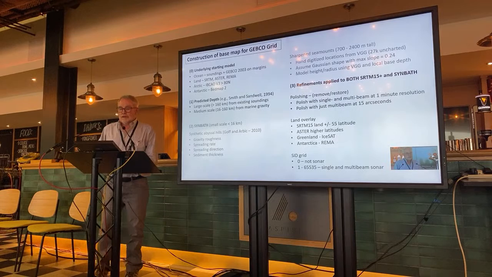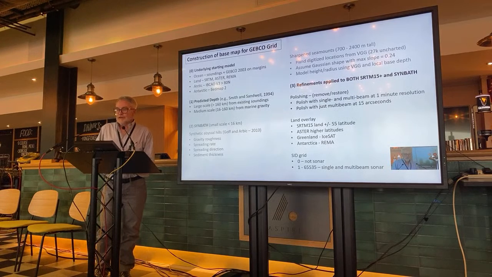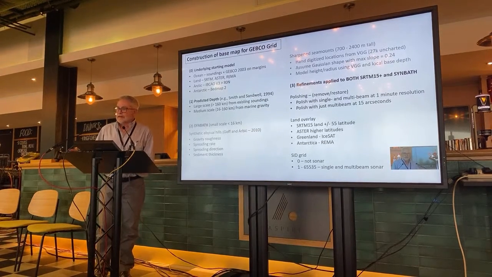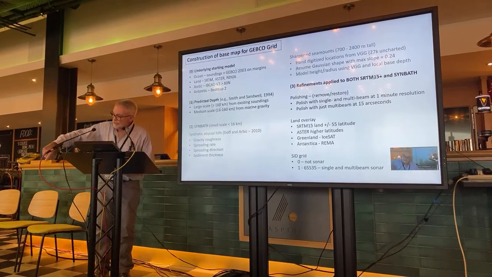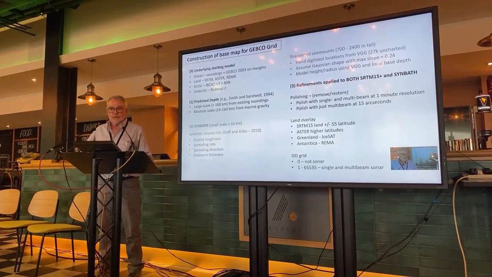And there's a SID, source identification number grid, like the TID grid, but it goes all the way back. You can drill all the way back to the original soundings that were used in that grid set.